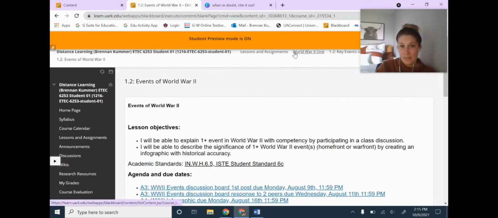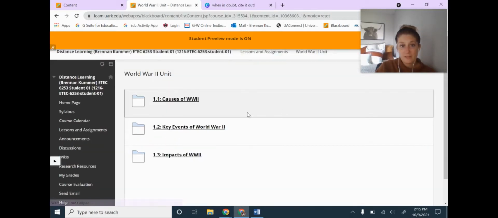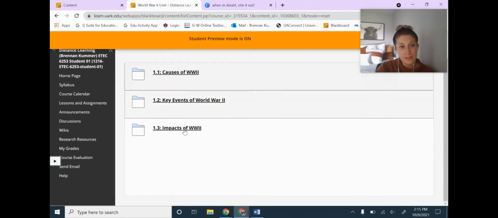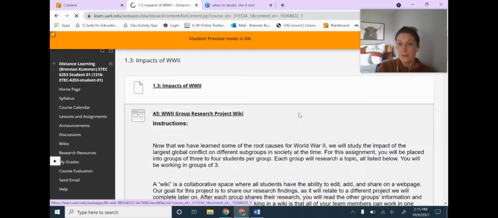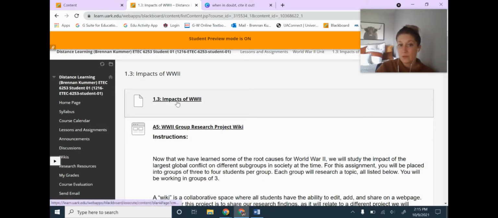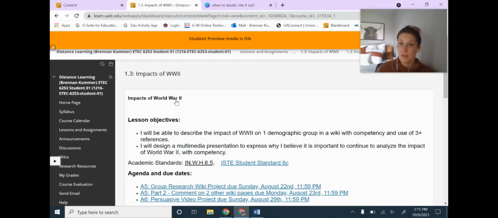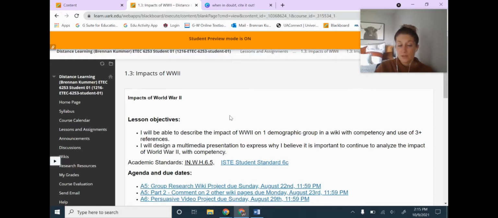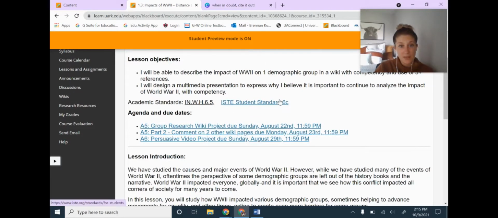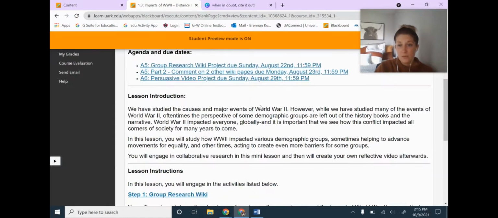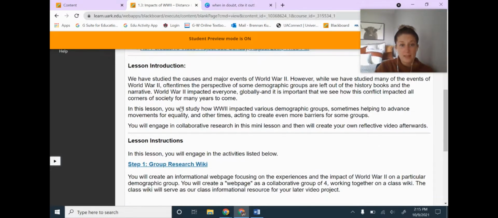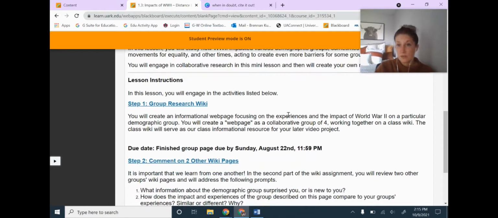lesson in this unit. So the third lesson builds upon causes and effects in lesson 1.1 and 1.2 to the lasting impacts. And again, this one focuses on minority history and minority demographic groups and their experiences that are often left out of popular history textbooks. So similar format again, objectives here, student-friendly language, standards, overview of due dates and assignments, and when. Lesson introduction that includes a recap of the past lessons, and we dive right into the instructions.